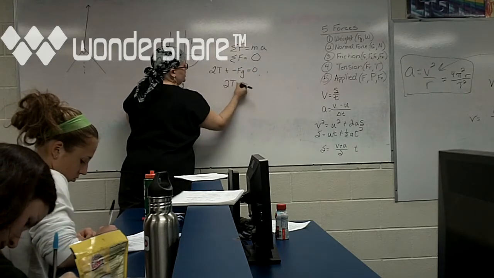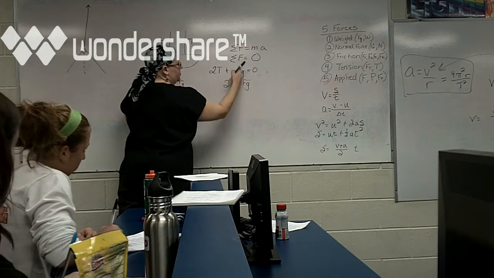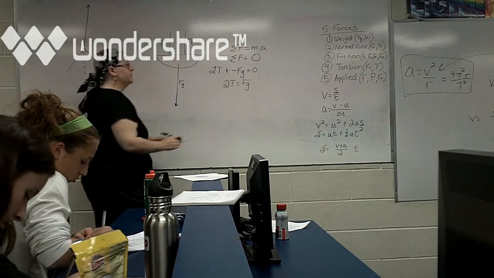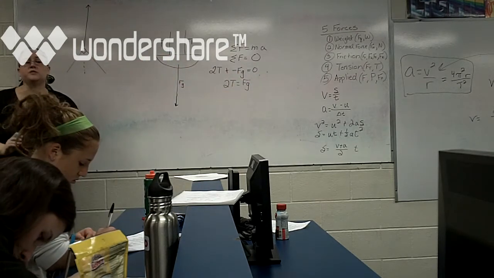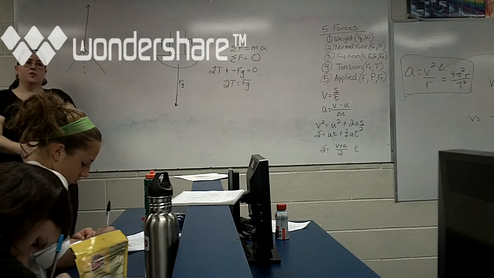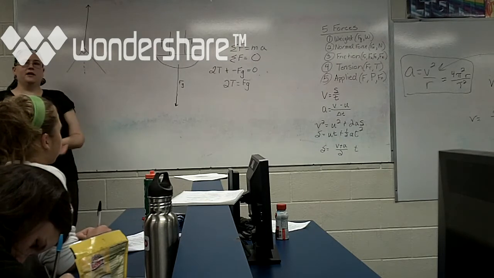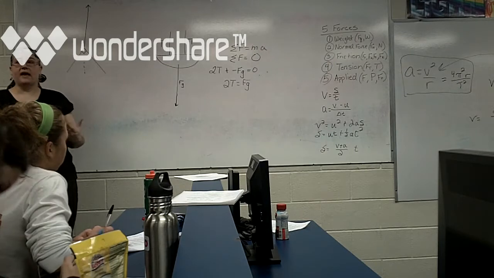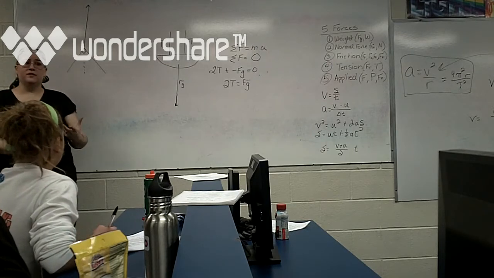So 2T is going to be equal to Fg when I move the weight of the object to the other side. Now I don't want to know what 2T is, I want to know what T is. But in order to get that, I'm going to end up having to divide by 2. So I'm going to take the weight and I'm going to divide it by 2.